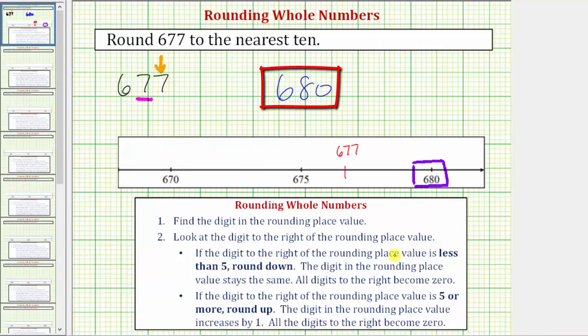If the digit to the right of the rounding place value is less than 5, we round down. Again, we have a 7, so this is not the case. The second case is if the digit to the right of the rounding place value is 5 or more, we round up. So because we have a 7 in the ones place value, which is 5 or more, we round up. So to round up, the digit in the rounding place value increases by 1, and all digits to the right become 0, which means the 7 in the tens place value increases by 1 to 8, and all digits to the right become 0. So 677 rounds to 680 when rounding to the nearest 10.